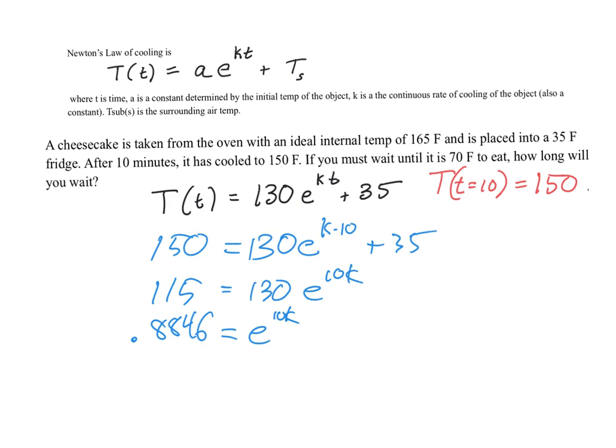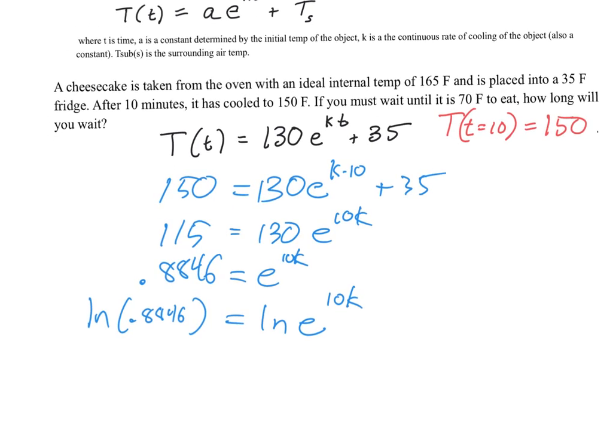I now have a base e. I want to convert this into a logarithm, so I'm going to do it one of two ways. First way I'm going to do it is I'm going to take the natural log of both sides. So on the left-hand side, I'm going to take the natural log of 0.8846 equals the natural log of e to the 10K. Using my principles and properties of logarithms, I know that the exponent on the right-hand side comes out in front, 10K times the natural log of e, which is 1.